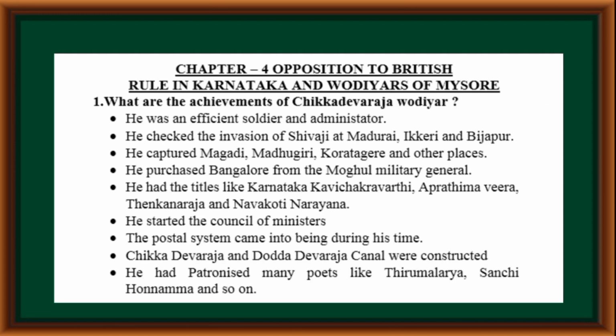What are the achievements of Chikkadevaraja Wodiyar? He was an efficient soldier and administrator. He checked the invasion of Shivaji at Madurai, Ikeri and Bijapur. He captured Magadi, Madugiri, Kotagiri and other places. He purchased Bangalore from the Mughal military general. He had titles like Karnataka Kavi Chakravarti, Apratima Veera, Tenkana Raja and Navakoti Narayana.